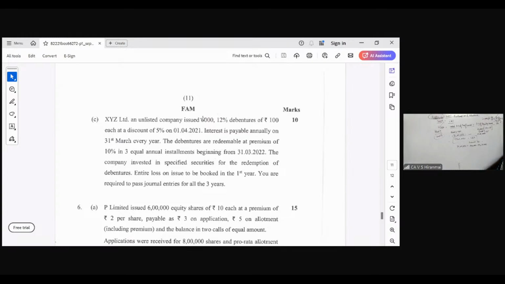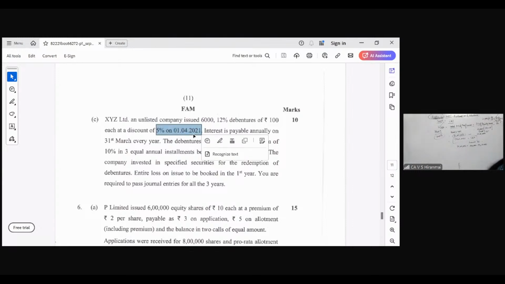And then DRR investment reserve also will come into the picture, correct? You will have DRR and DRR investment also in the picture. That is why they have used the word unlisted company. Okay. How much did they issue? 6,000, 12% debentures of 100 each at a discount of 5%.